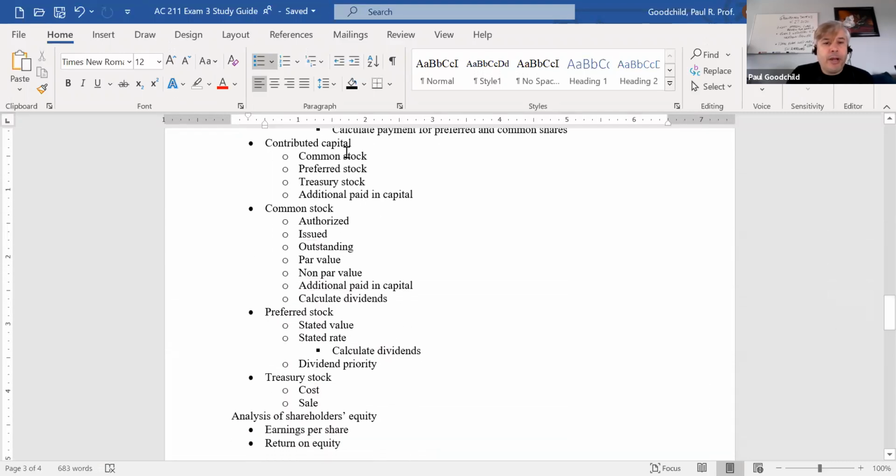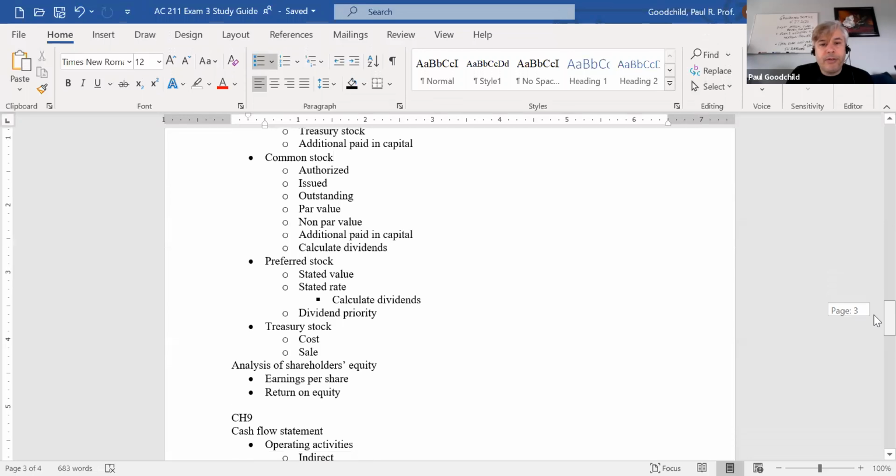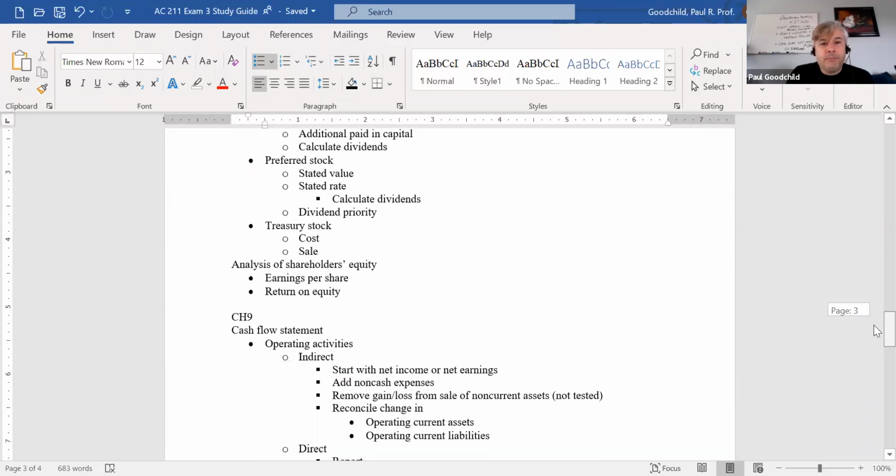Contributed capital: common stock, preferred stock, treasury stock, additional paid in capital. Common stock terms: authorized, issued, outstanding, par value, non-par value, additional paid in capital, calculate the dividends. Preferred stock, you have your stated value, your stated rate, calculate your dividends. Remember that preferred stock has dividend priority. Treasury stock, you have the cost and the sale.